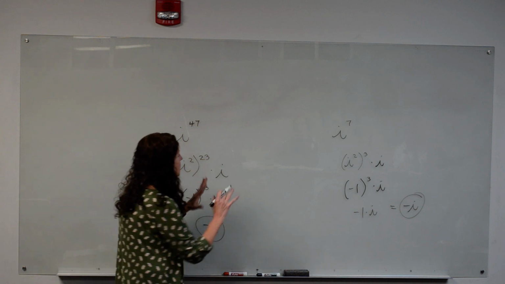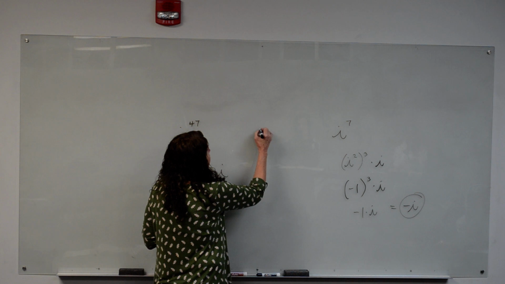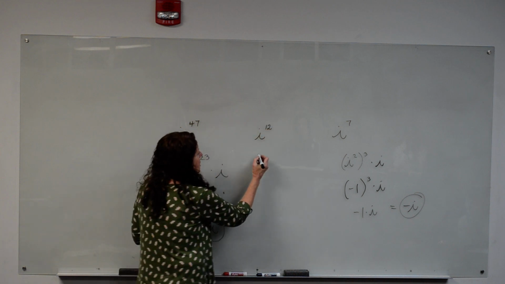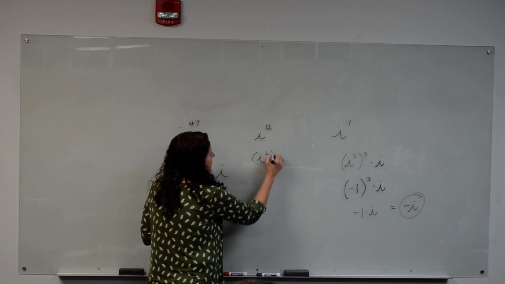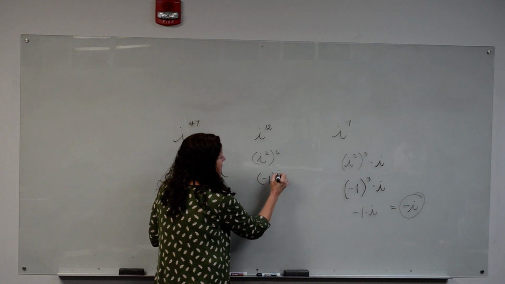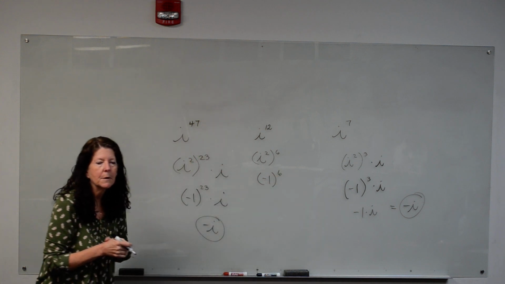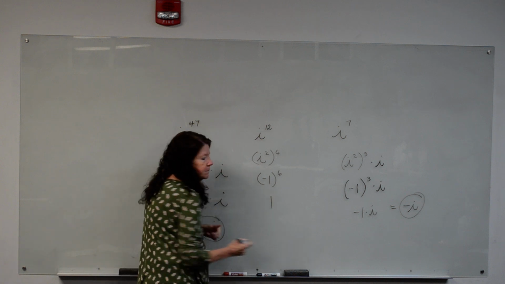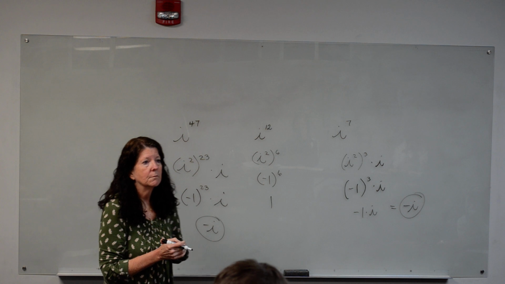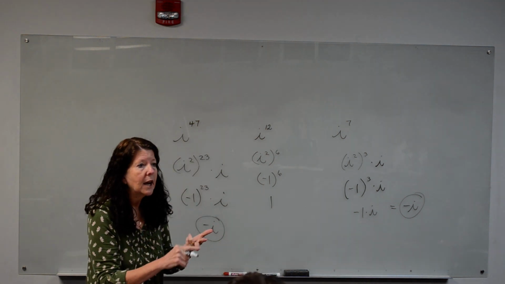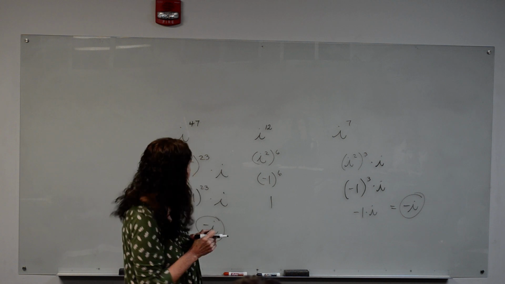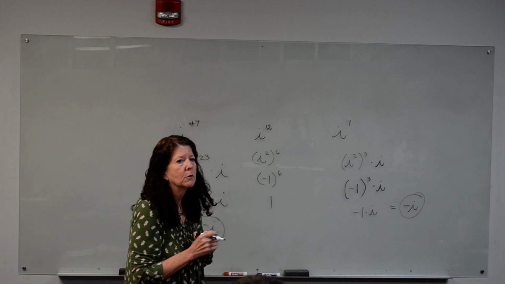What if it comes out dead even? Okay, i to the 12th power. So I have i squared raised to the 6th power. So I have a negative 1 raised to the 6th power. What's that equal to? 1. Okay, there's only 4 possible answers you can get. You can get i, you can get negative i, you can get 1, and you can get negative 1. Actually, it would be difficult to get negative 1.